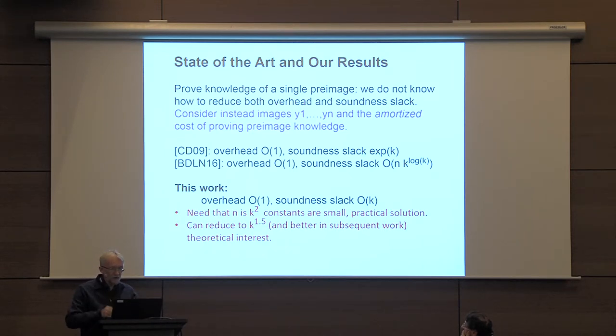We can also do more stuff and reduce this to k to the 1.5, and there's subsequent work to ours that does even better, so arbitrarily close to k, in fact. But the more of this you do, the more unpleasant constants you get, so it gets less and less practical, in fact. But asymptotically, it seems you can get really close to k. Okay, so let's look at the construction.